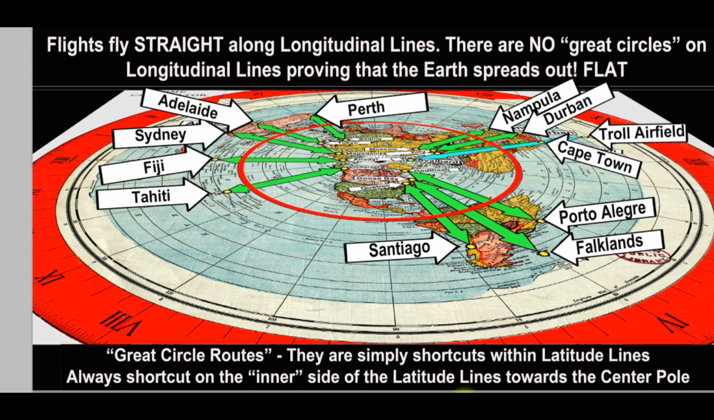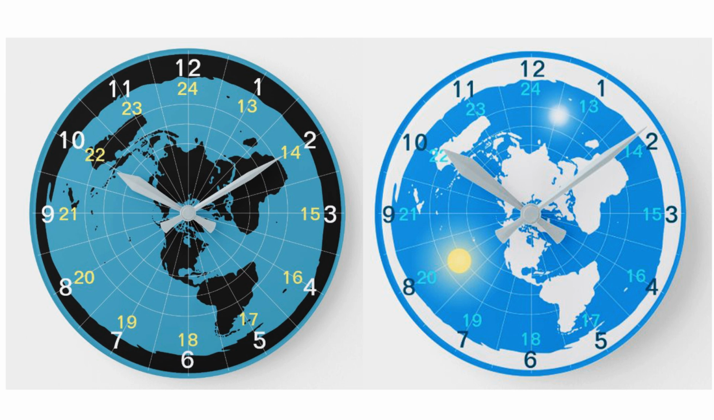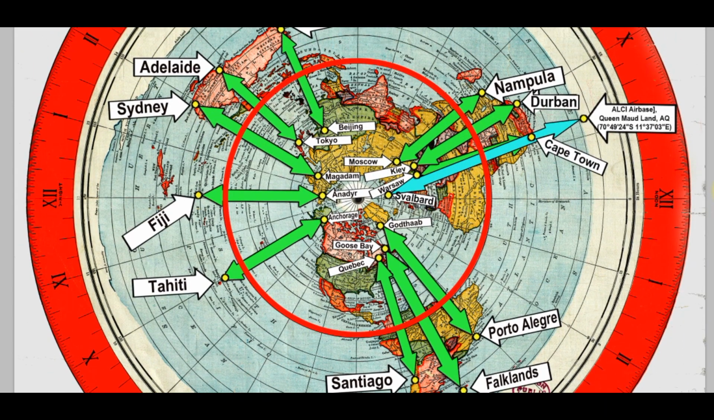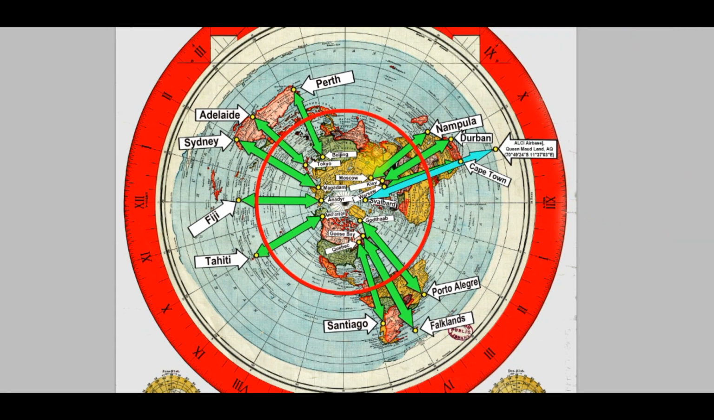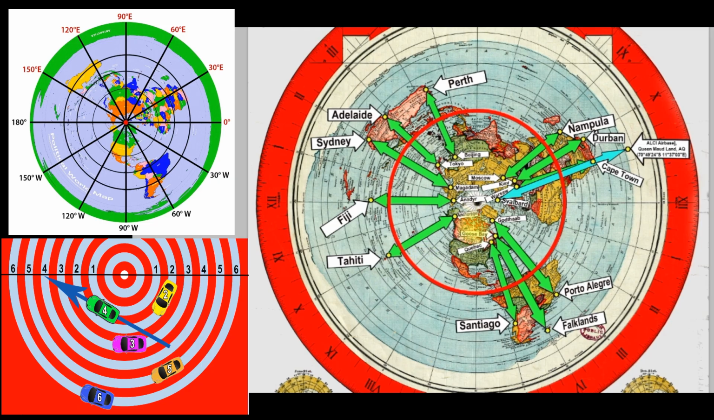Not too complicated to understand, my friends. The flat Earth is a clock, and flights fly straight, spreading out in all directions over the flat non-rotating Earth. And those are the flights following longitudinal lines, the flight straight, and flights flying within the latitudinal lines, they fly within the inner side, making what they call a great circle. But great circles are the latitudinal lines over the flat Earth. Those are circuits, and when you fly through them, they call great circle routes, but they are truly just shortcuts within the latitudinal lines.